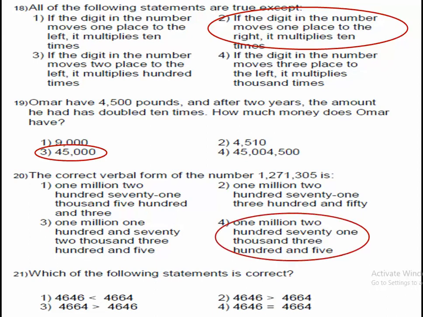Okay, the correct verbal form of the number, yes, we can find that the right answer is number 4.